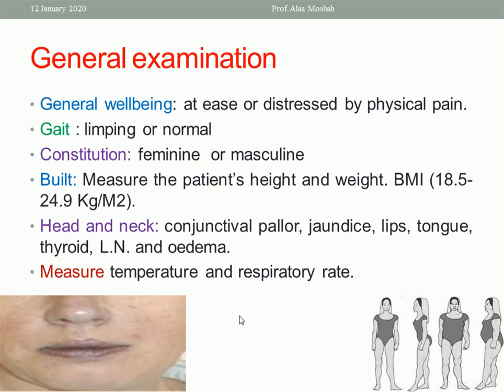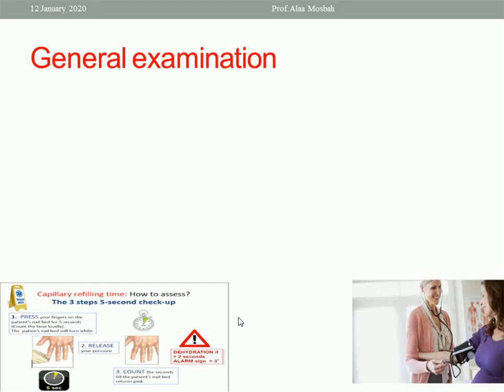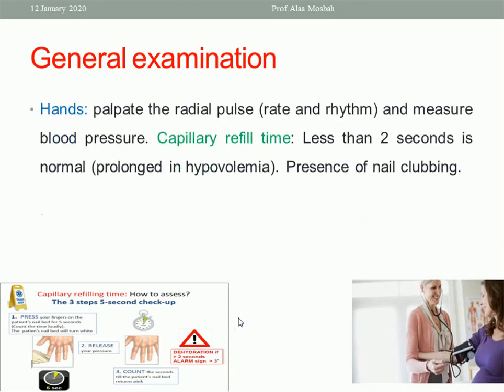Measure the temperature also and respiratory rate as a part of the vital signs. Palpate the radial pulse and measure the blood pressure. Do capillary refill test. Less than 2 seconds is normal, but it is prolonged in hypovolemia.